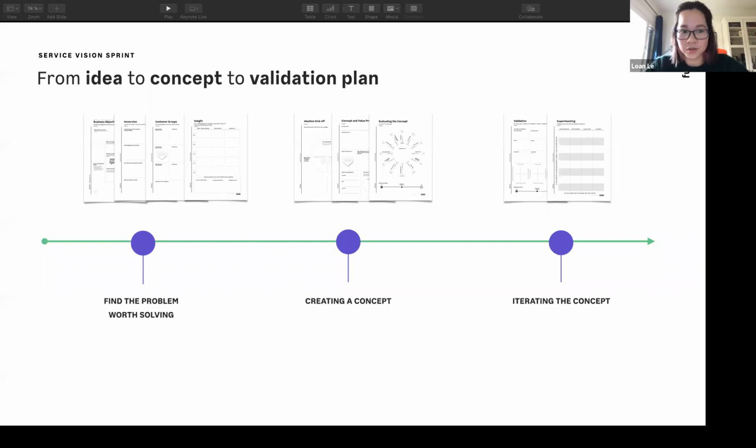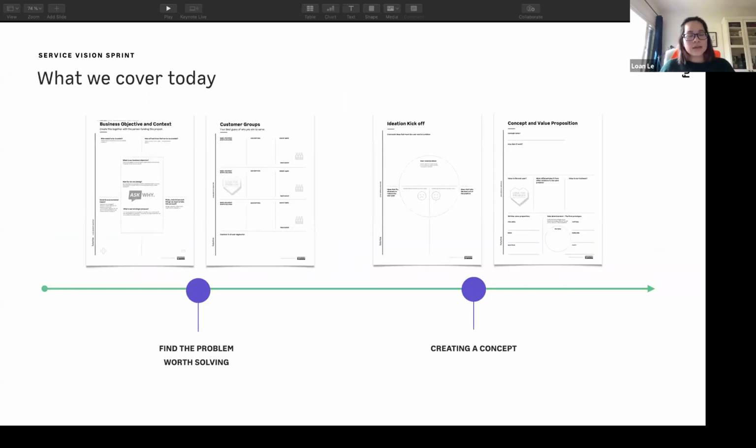Whatever you decide to use, make sure that the whole team is on the same page. It's not enough if you know it personally, but you need to get everyone on board. So in the next section, I will talk more about these four essential canvases, also the most commonly used in our projects, which are business objective and context, customer groups, ideation, concept, and value proposition.